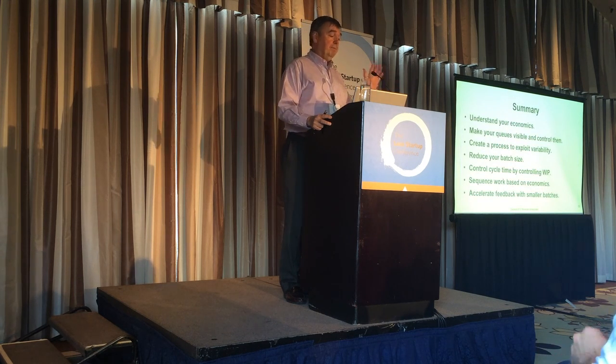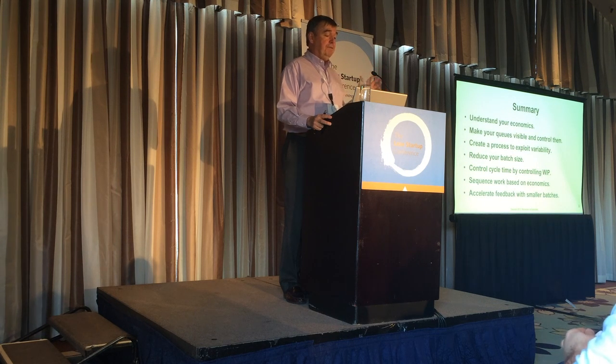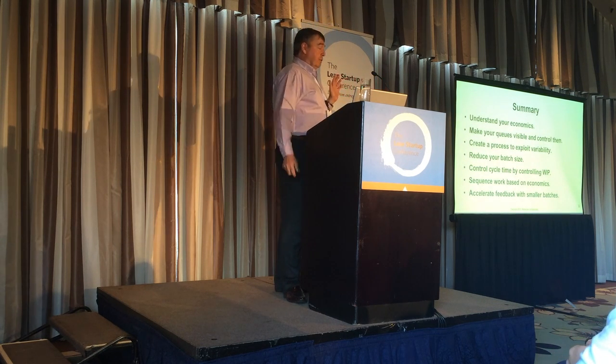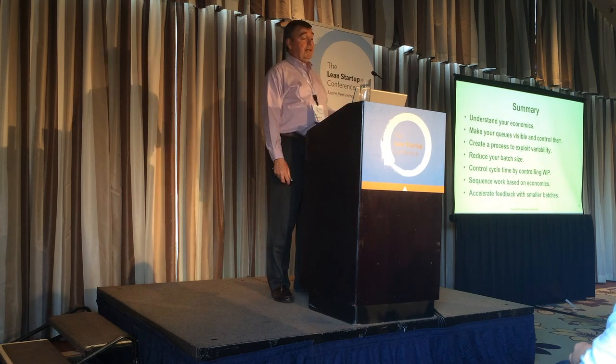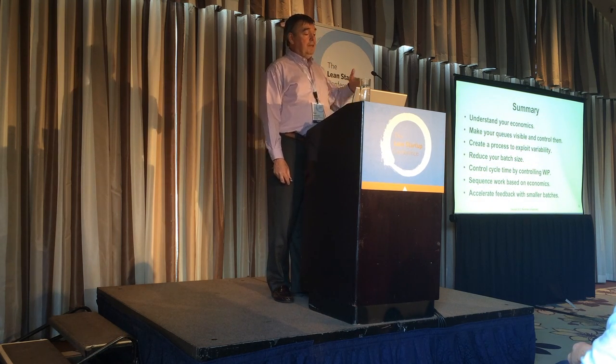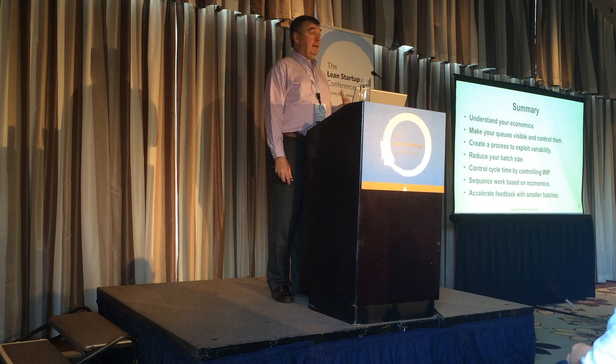Okay, so, summary. Understand your economics, make your queues visible and control them. Create a process to exploit variability, reduce your batch size, control cycle time by controlling WIP, sequence work based on economics, and accelerate feedback with small batches.